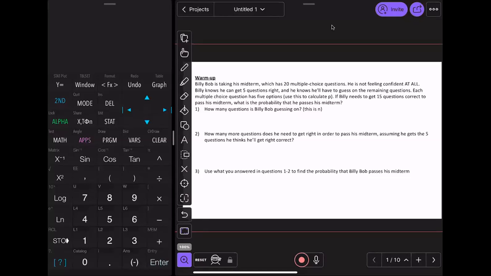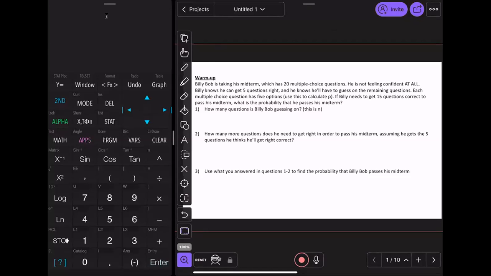Okay. So the warm-up says Billy Bob is taking his midterm, which has 20 multiple choice questions. He's not feeling confident at all, but he knows he can get 5 questions right. And then he'll have to guess on the remaining questions. Each one is a multiple choice that has 5 options. And if he needs 15 questions to pass his midterm, what is the probability that he passes the midterm?